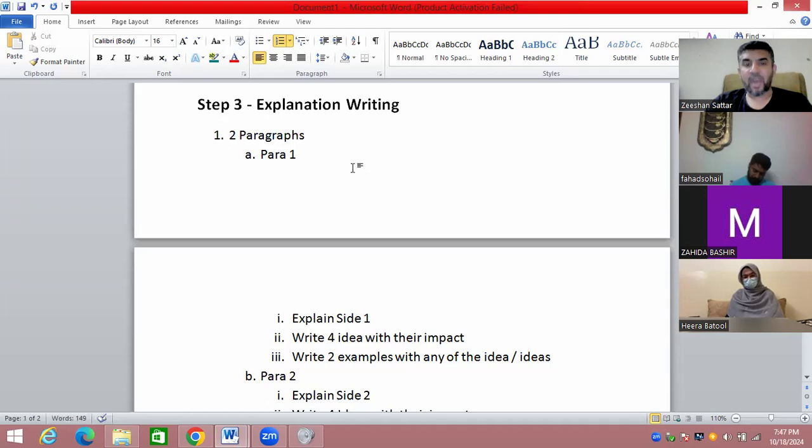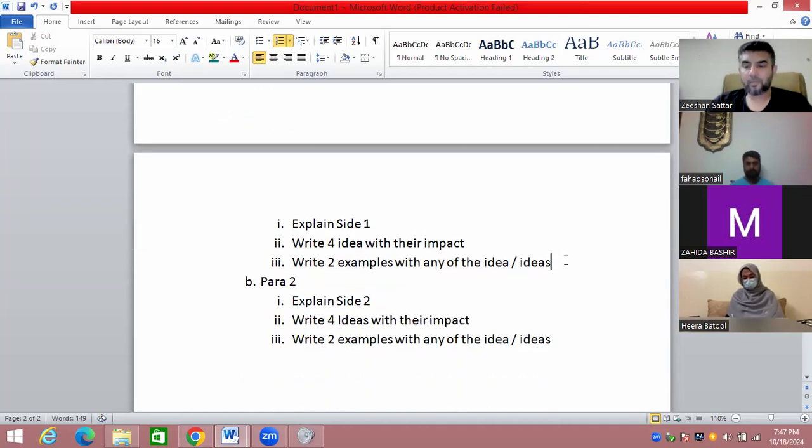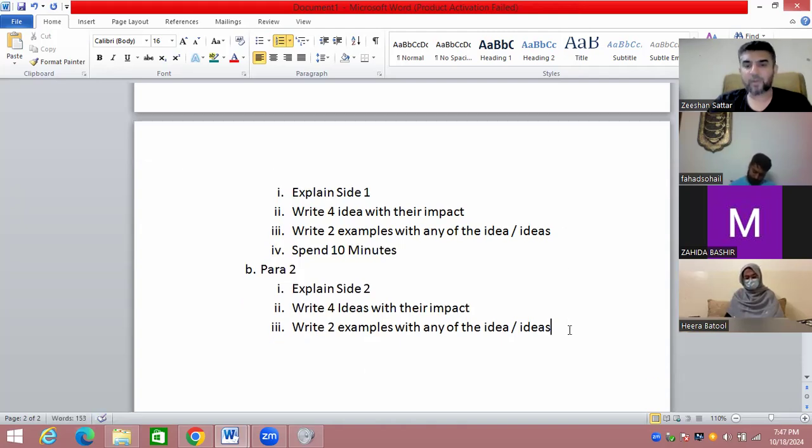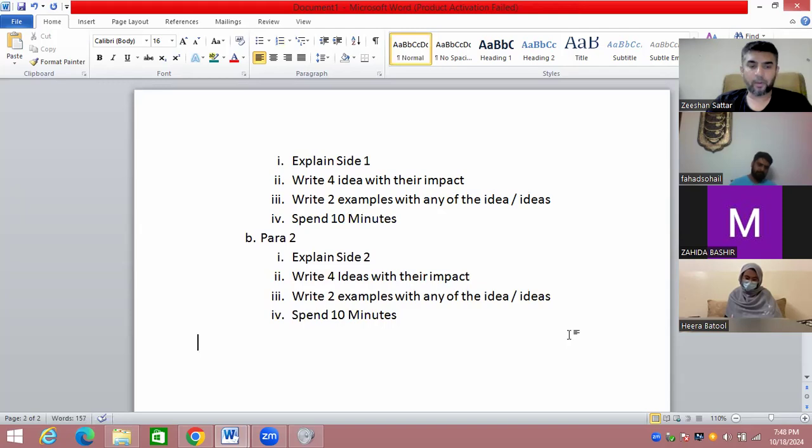For explanation, para 1, spend 10 minutes. For explanation, paragraph number 2, spend 10 minutes. On both paras, spend 10 minutes each. And then we will enter into step number 4.